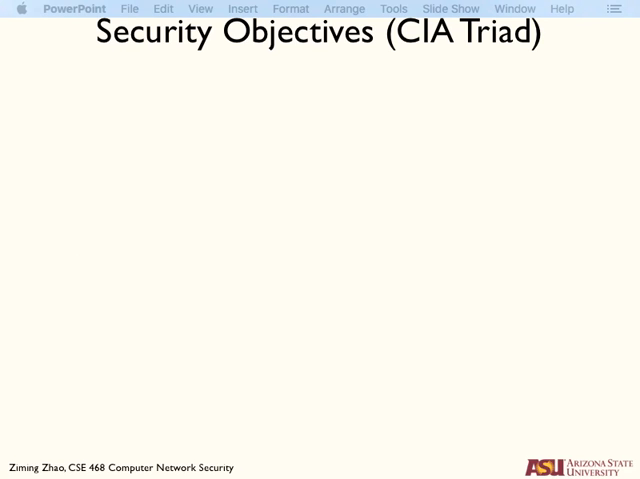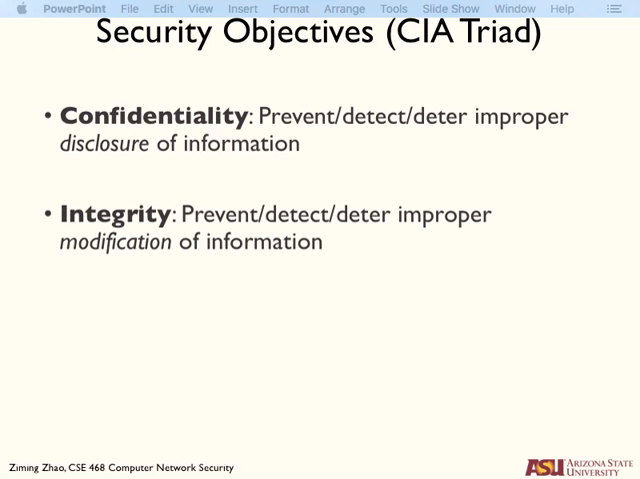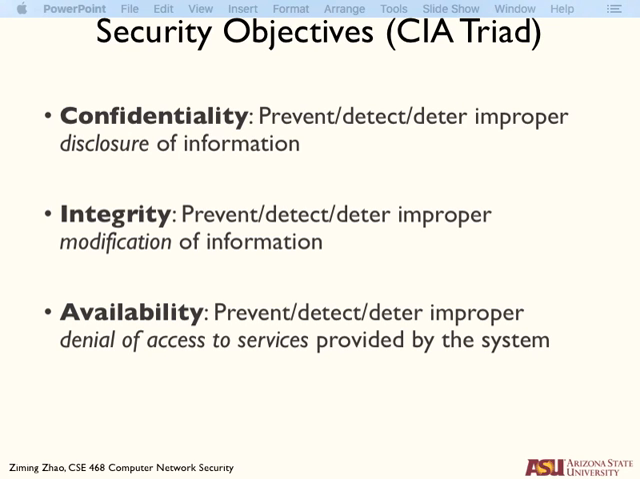So maybe some of you have heard about this CIA triad. There are three major security objectives we are trying to achieve. The first one is confidentiality, which means we should keep the information safe. It should not be disclosed to unauthorized entities. The second one is integrity, which means the data or code or whatever information should not be modified or tampered with by any unauthorized entities. And the last one is availability, which is about how to prevent, detect, and deter improper denial of access to services provided by the system.